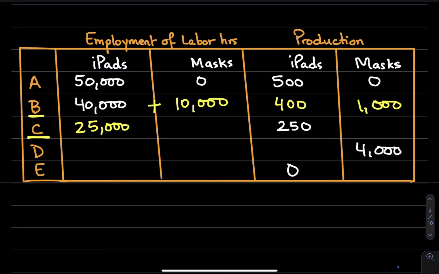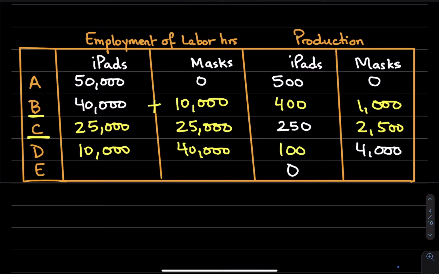In similar ways, once you have this number, you're essentially doing backward engineering, and we know that these two columns should add up to 50,000. So we are going to write down 25,000 here, and with 25,000 hours going into mask production, we are going to be producing 2,500 masks. In similar ways, you're going to fill out the last two rows, where if we were producing 4,000 masks, that would require 40,000 hours. And then we are left with 10,000 hours for iPad production, which leads us to produce 100 iPads.